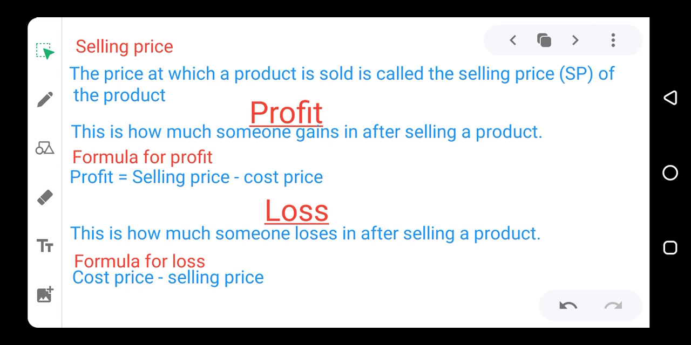You bought the biro for 30 naira and you sold it for 50 naira. That means your gain is equal to 50 naira, which is how much you sold it, minus 30 naira, how much you bought it. That is the selling price minus the cost price. The cost price is how much you purchase something for, and the selling price is how much you sold it for. So 50 minus 30 will give you your profit.